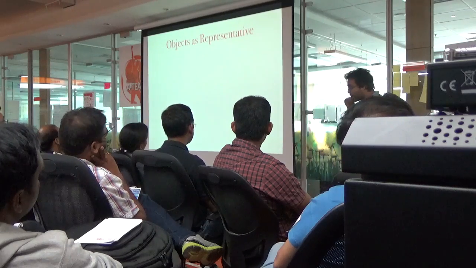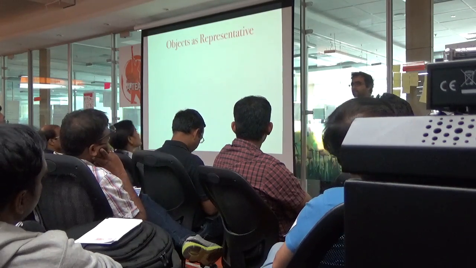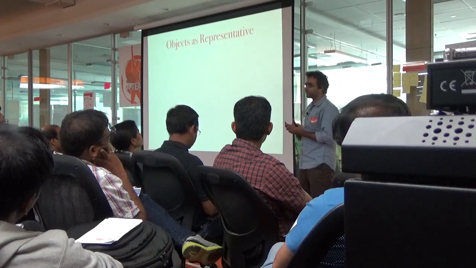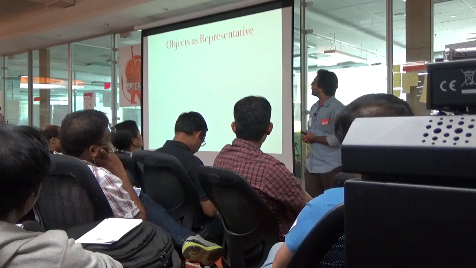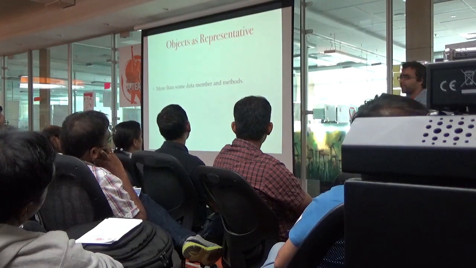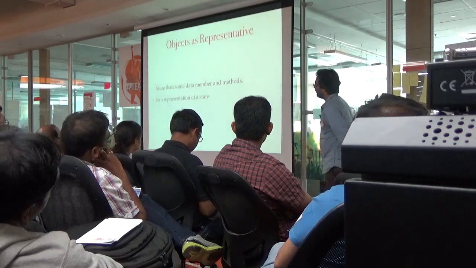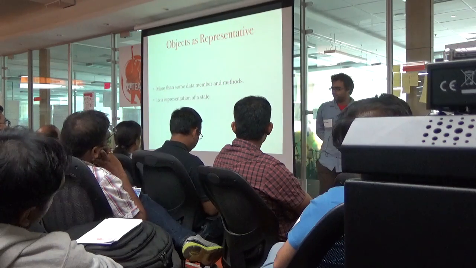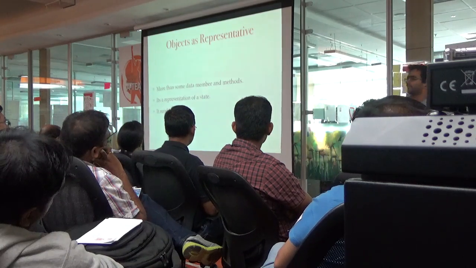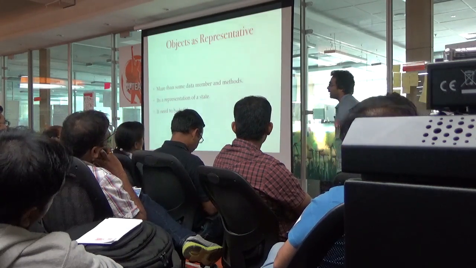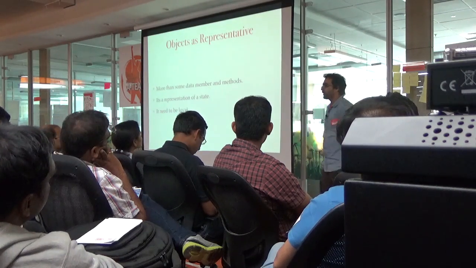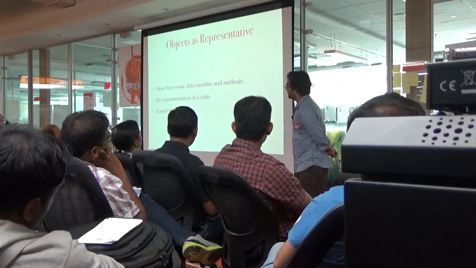Just before the presentation, we had a discussion that when we come to coding, we actually go from the component to the object, right? An object is not only some data members and methods. You all agree, it's a representation of a state, true? And it needs to be loyal, right? Because if the objects are not loyal, you cannot use them, because there may be 10 users writing code against it.